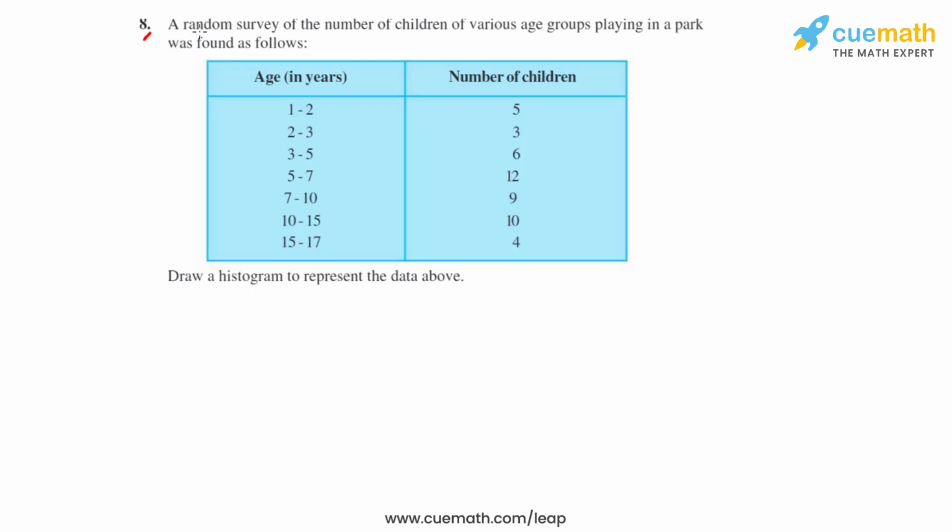Question number 8 says that a random survey of the number of children of various age groups playing in a park was found as follows. So this is the given data that we have. We have to draw a histogram to represent the data above.